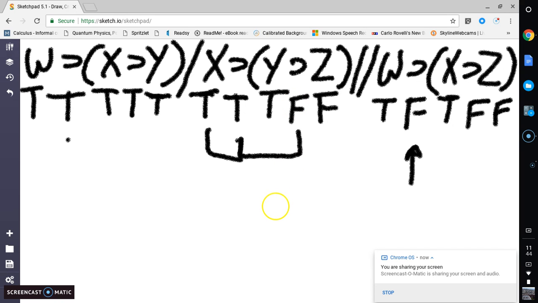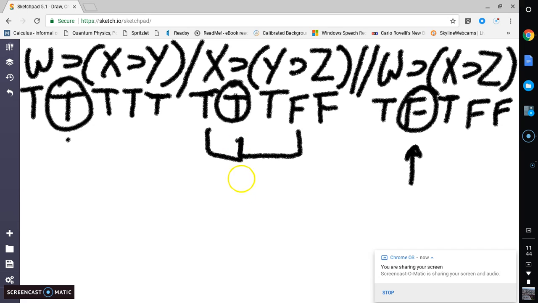This means that it's impossible to make all the premises true and the conclusion false. We tried, but we only succeeded at the price of violating some important law of logic. So that means that it cannot be done. We cannot make all the premises true and the conclusion false. So this is a valid argument.